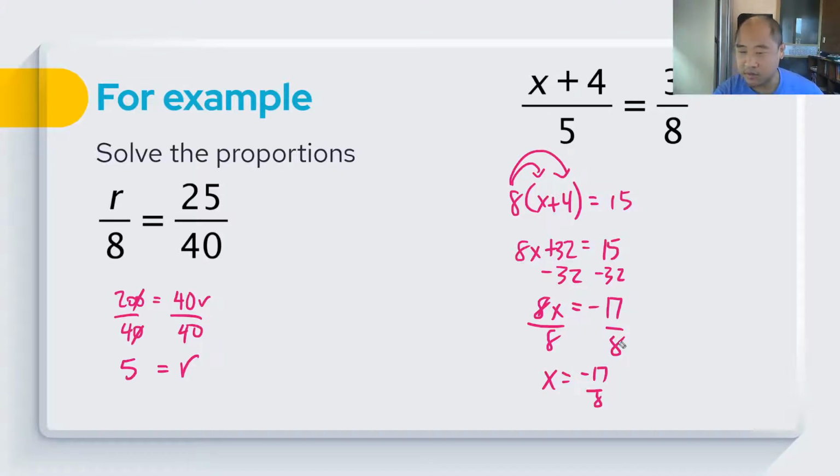Is that right? Did I do something wrong here? No, I don't think I did. Okay. So x equals negative 2 and 1/8. And there you have it.